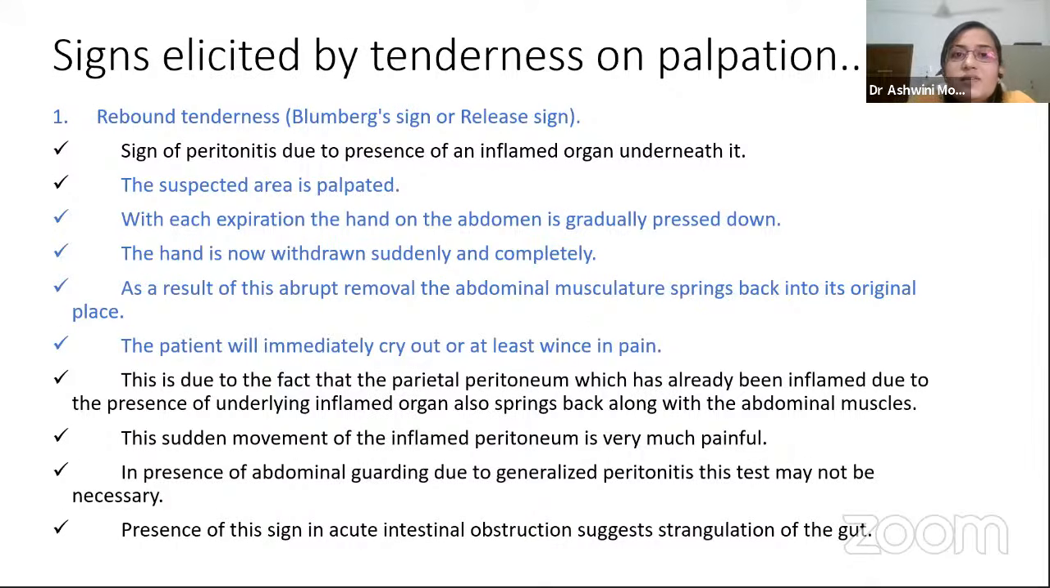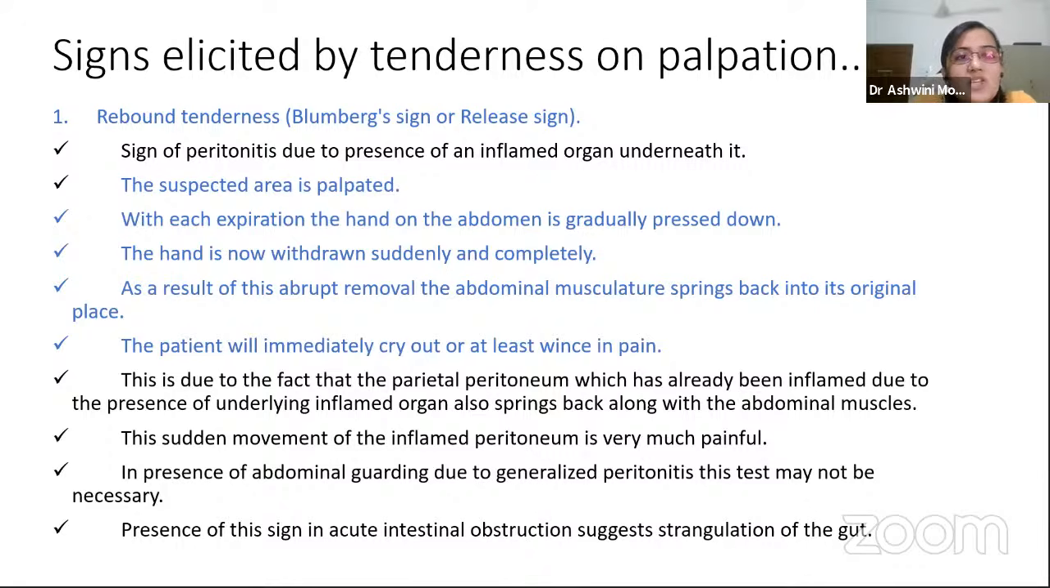What other signs can we elicit by tenderness on palpation? An important sign first is rebound tenderness. It is also known as Blumberg sign or release sign. This is the sign of peritonitis due to presence of an inflamed organ underneath. The suspected area is palpated for rebound tenderness, at the same site where tenderness is present on superficial palpation. If the patient says he has pain at that site but there is no pain on superficial palpation, we do deep palpation and check for rebound tenderness.